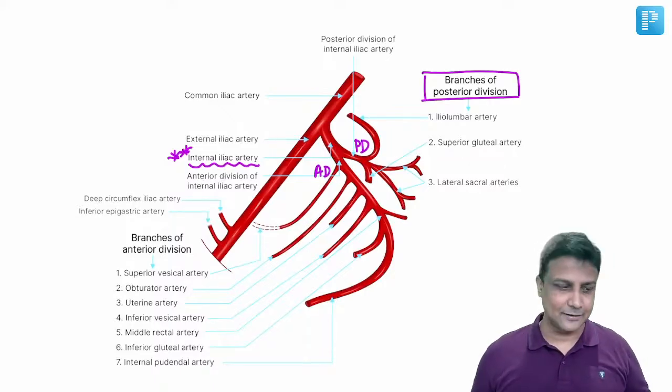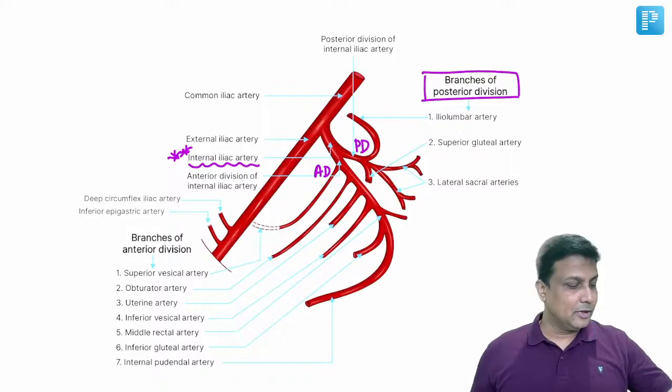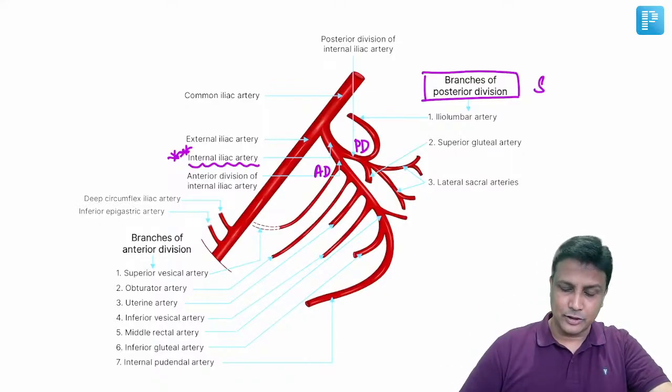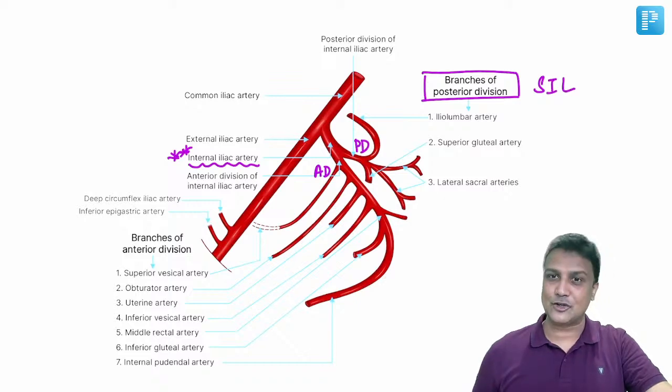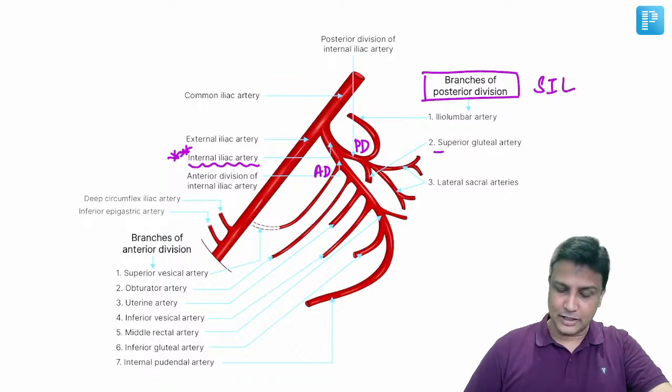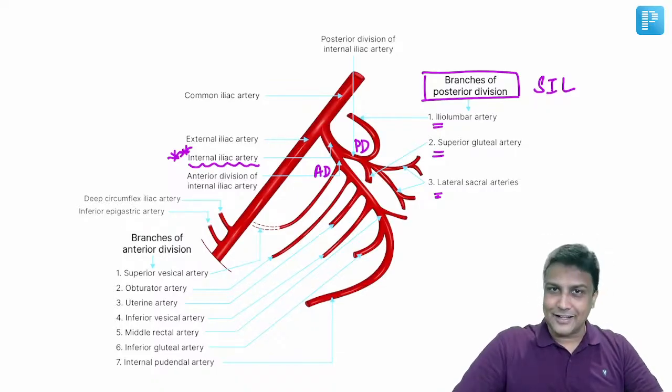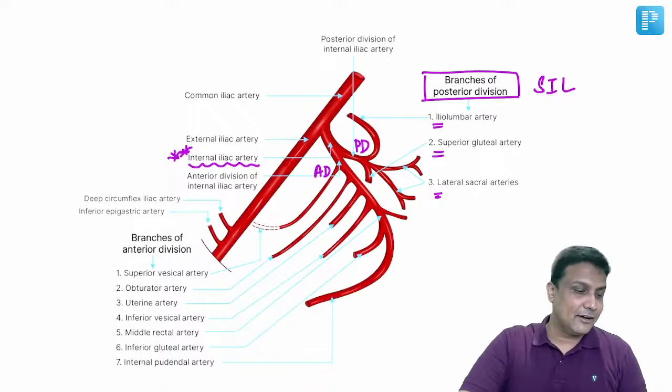Why? What is the reason? Now remember, the posterior division will be giving only three branches, and those three branches you are going to remember as SIL branches. S for superior gluteal artery, I for iliolumbar artery, L for the lateral sacral artery. Superior gluteal artery, iliolumbar artery, and lateral sacral artery.